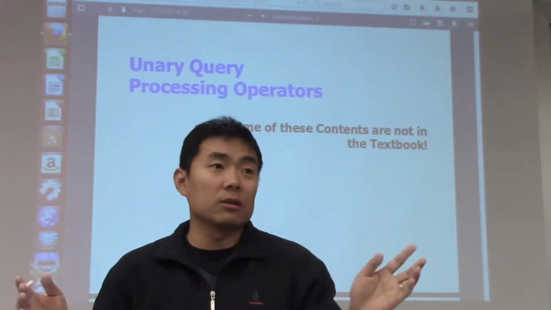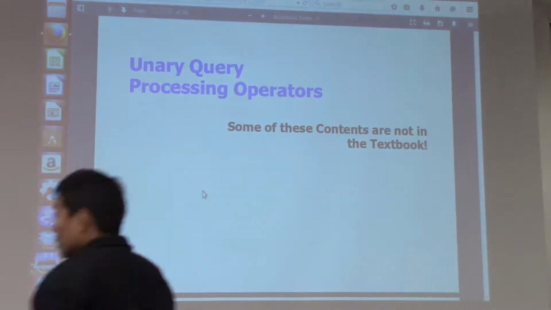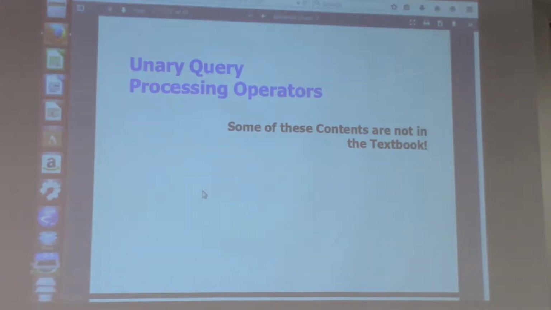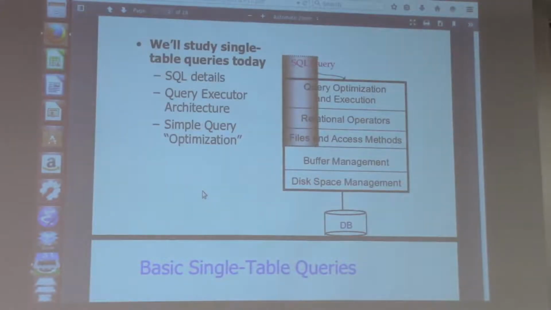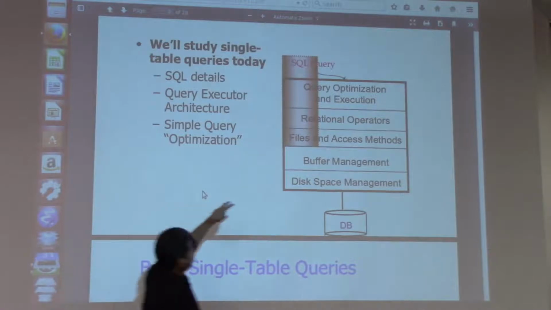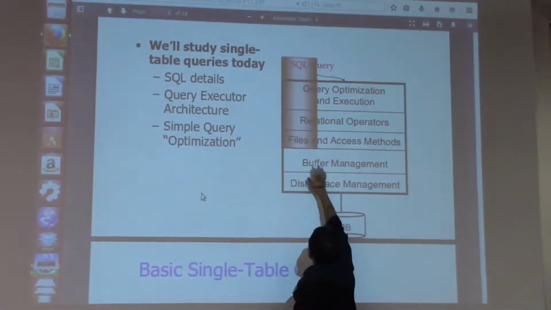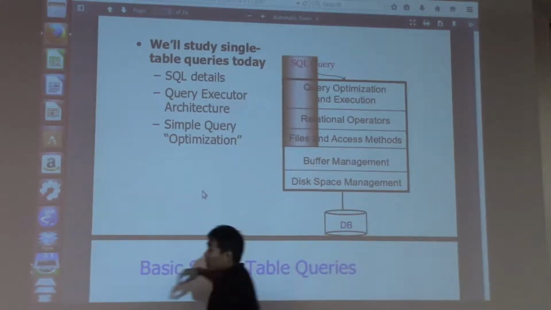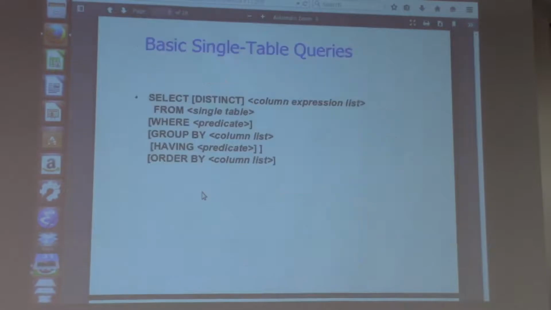In other words, we're not discussing joins. We're discussing selection, projection, things like that first. Then we proceed to joins. Okay. So we have fully understood the disk space manager, buffer manager, file and access methods, relational operators. Now we are looking at this query optimization and execution layer.